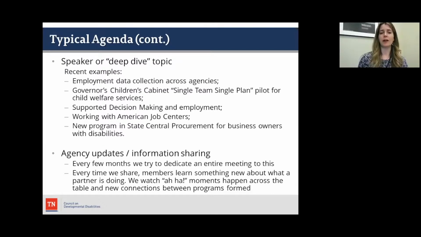We've done some visits, so we take the whole roundtable on a field trip and go see what an American job center looks like. And we're probably going to do some in-person training about how to work with people with disabilities. Those are the kind of tangible things that we work on together, in addition to just talking amongst each other about what all of us are doing separately.